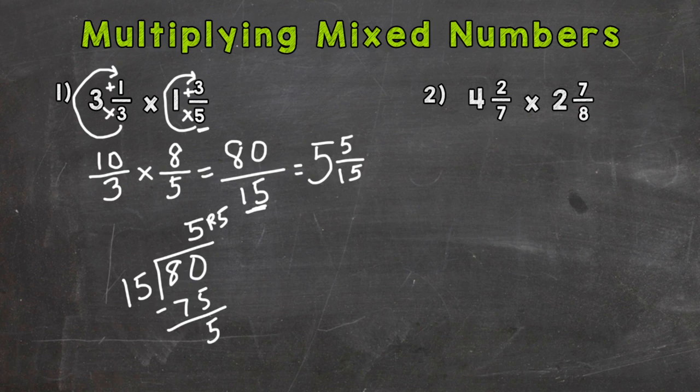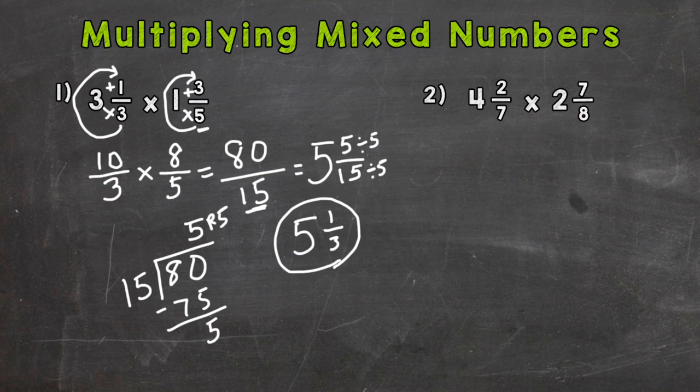And we can actually simplify that further, the fractional part of that mixed number. 5/15, 5 and 15 have a common factor of 5, so I'm going to divide both of those by 5. So 5 divided by 5 is 1. 15 divided by 5 is 3. So my final answer would be 5 1/3.